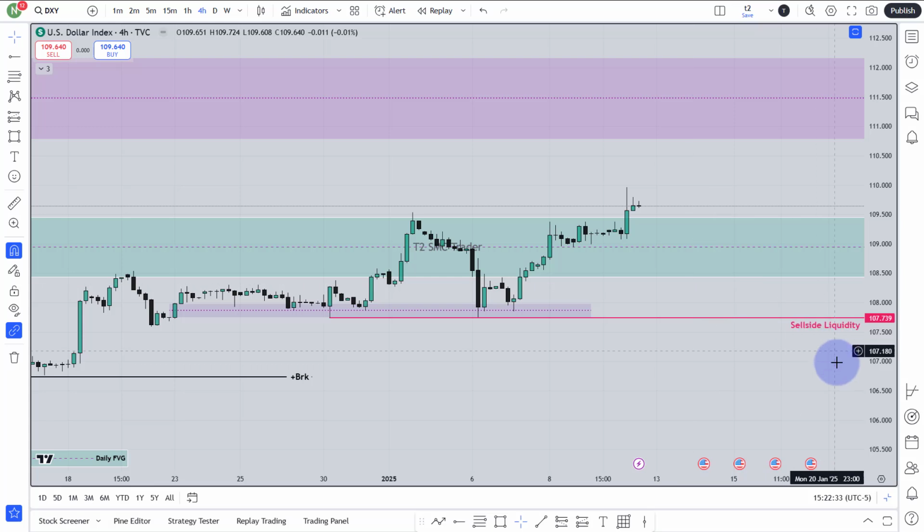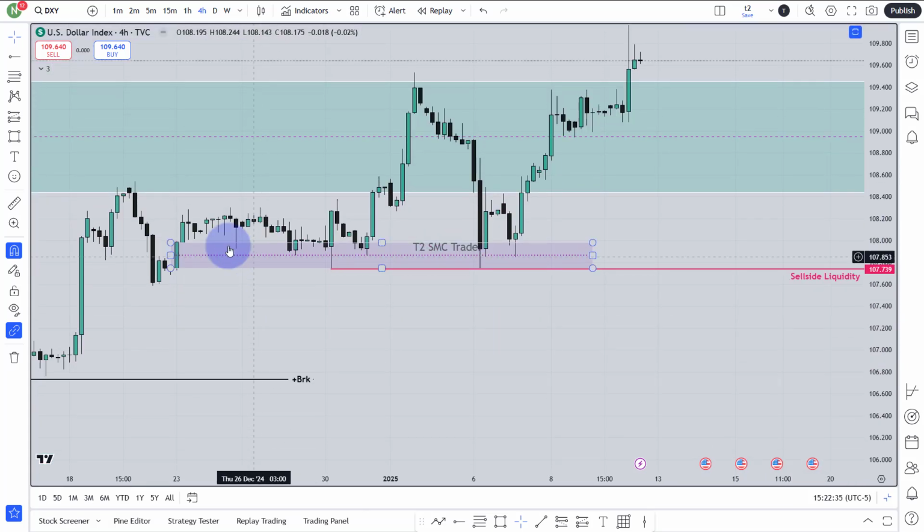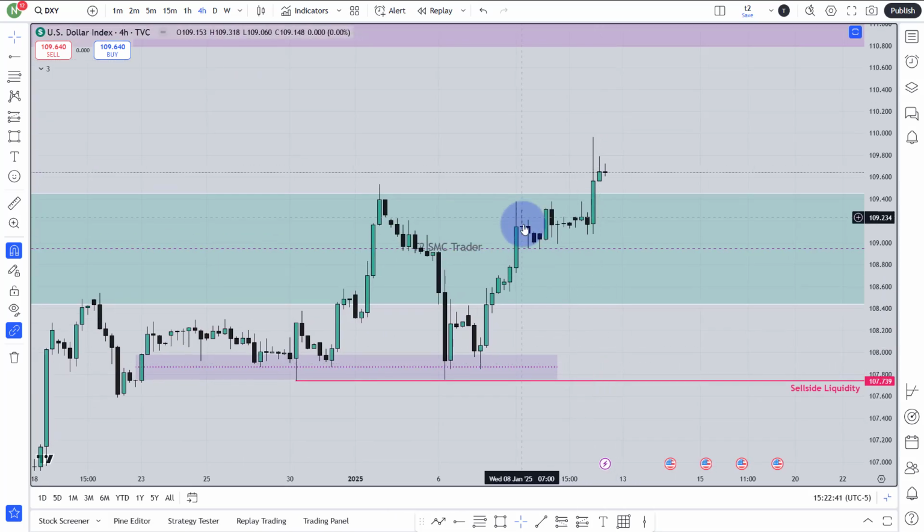Let's go to the 4-hour chart. So here is the 4-hour chart. This is the 4-hour last parallel gap, which the market is holding. So many times it is holding. This is that clean sell side liquidity. It was extremely bullish, took all of this buy side liquidity.